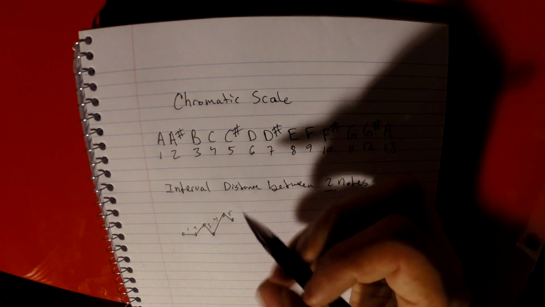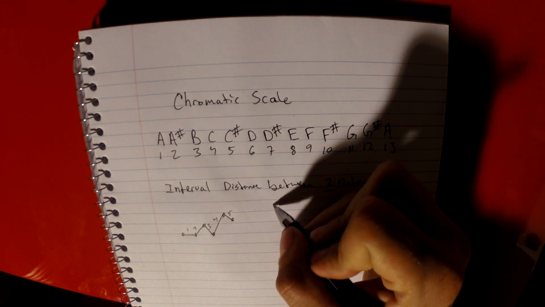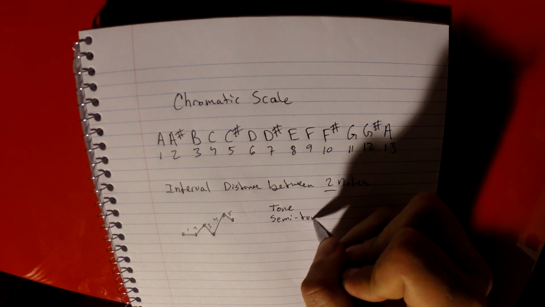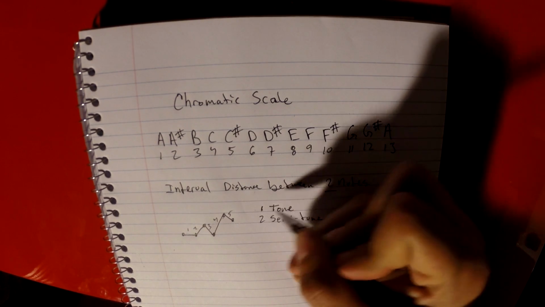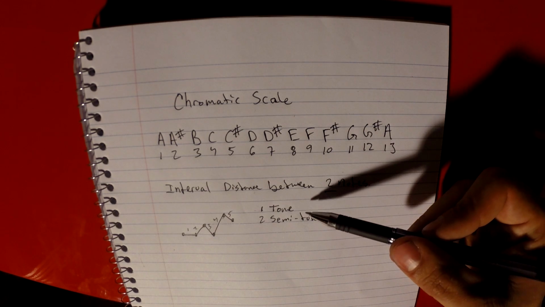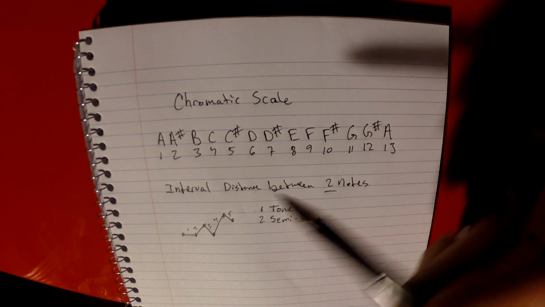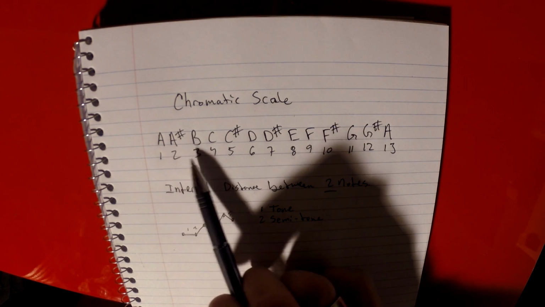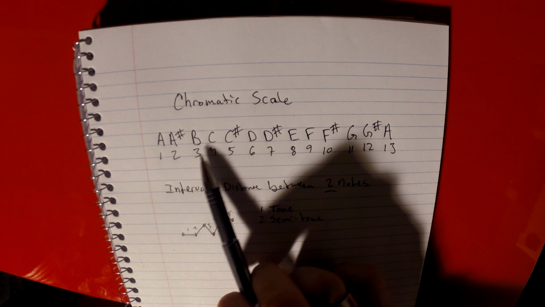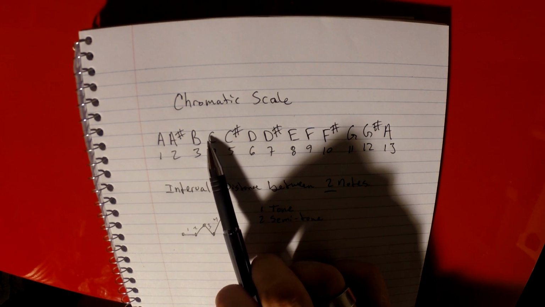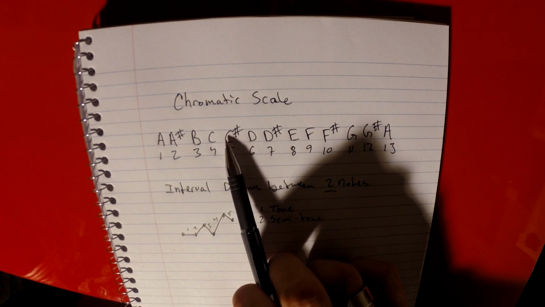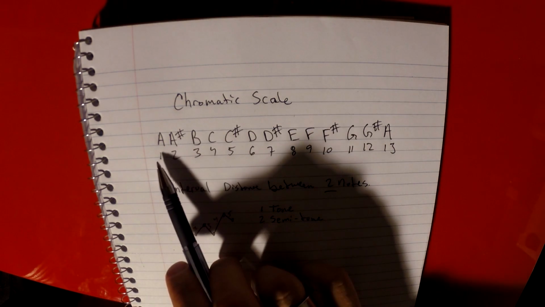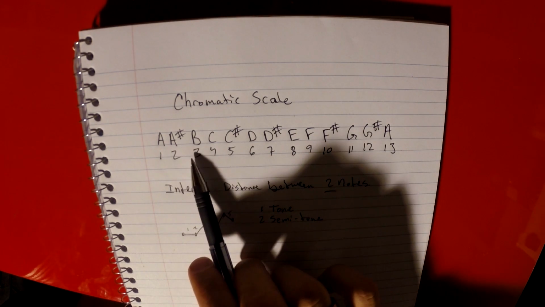Important terms regarding intervals would be tone and semitone. You can think of it in terms of whole steps and half steps. A tone would be skipping over its neighbor, so from A to B, or from pitch 1 to pitch 3, pitch 2 to pitch 4, skipping over 3. A sharp to C would be a tone. So tones essentially skip over their neighbor and go to the next note. A semitone literally goes to its neighbor, A to A sharp to B.